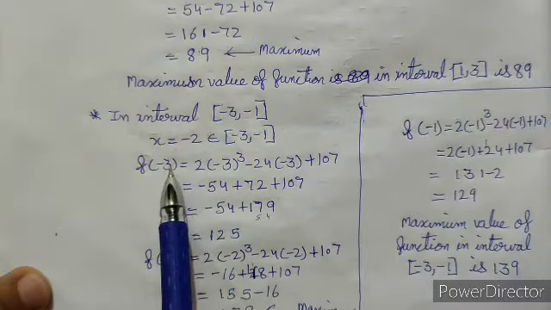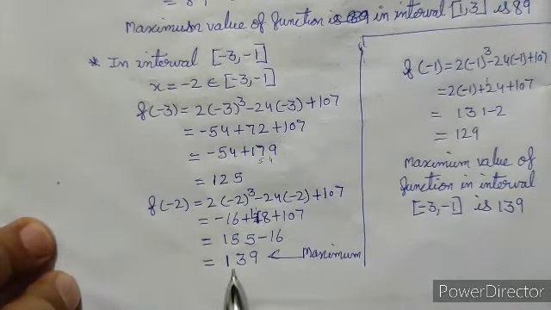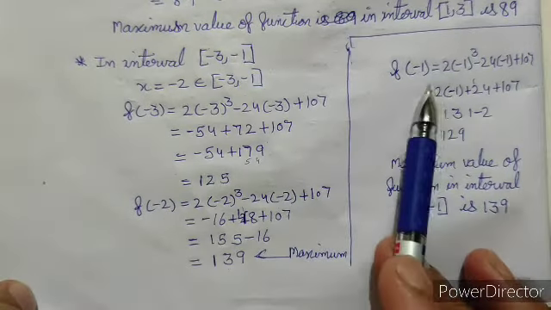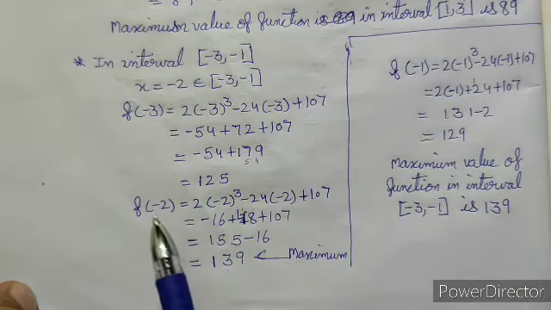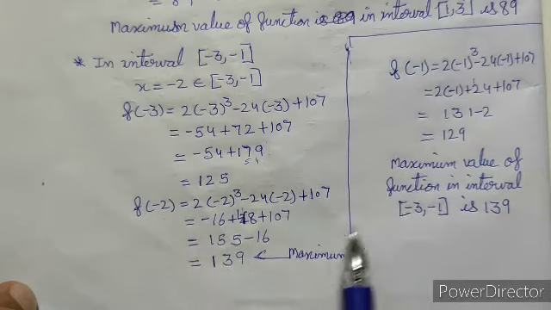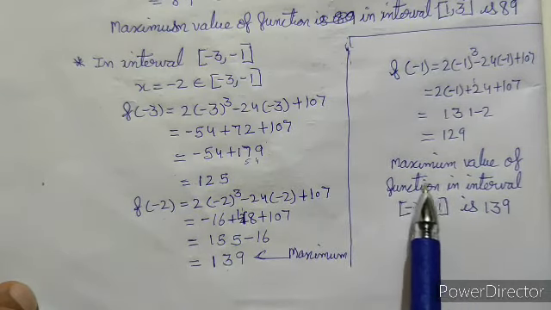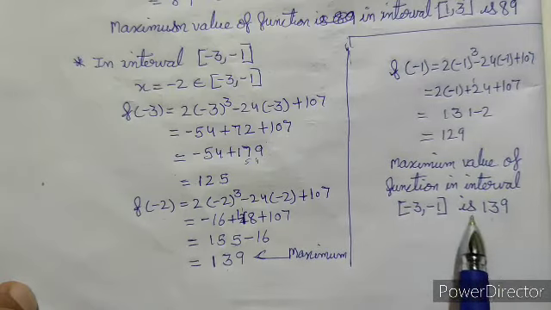Now f(minus 3) is equal to 125, f(minus 2) is equal to 139 and f(minus 1) is 129. Here the maximum value of the function is at x equal to minus 2, that is 139. So we can say that in the closed interval minus 3 to minus 1, the maximum value of the function is 139.